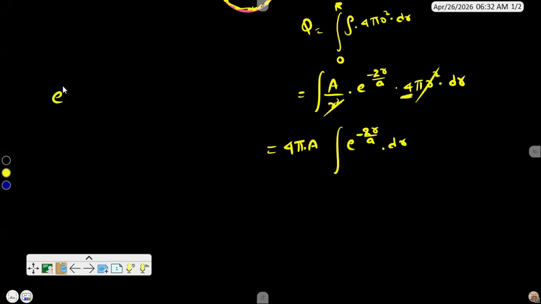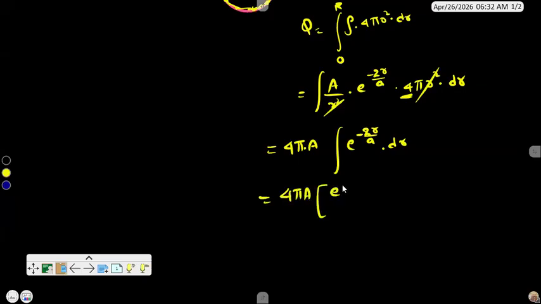So for e to the power of minus nx, if I integrate it, it would be e to the power of minus nx only, divided by the differentiation of the exponent, which is minus n. So we are going to use this formula and write. The integration of e to the power of minus 2r by a, with the 4 pi capital A as it is.